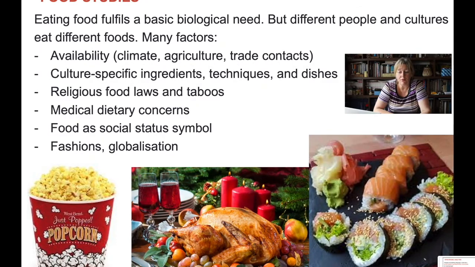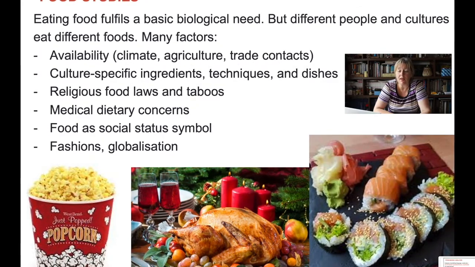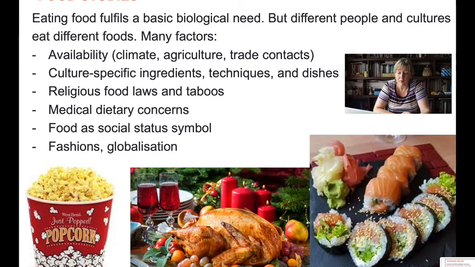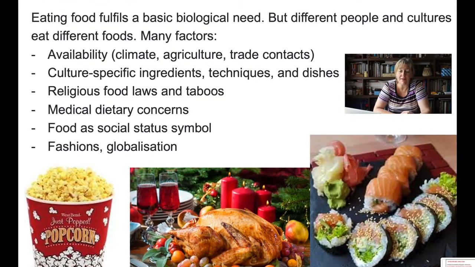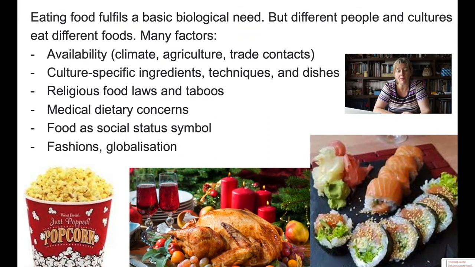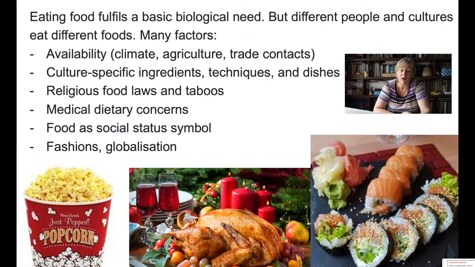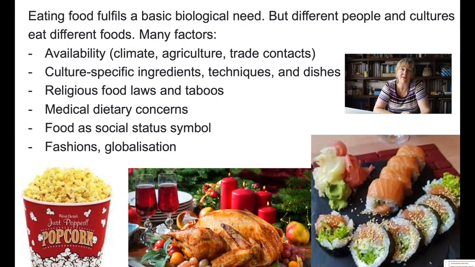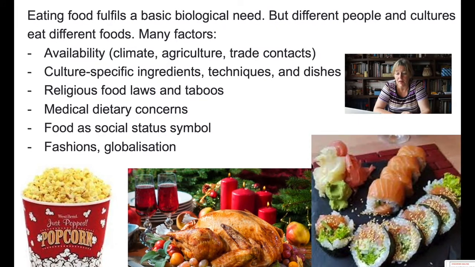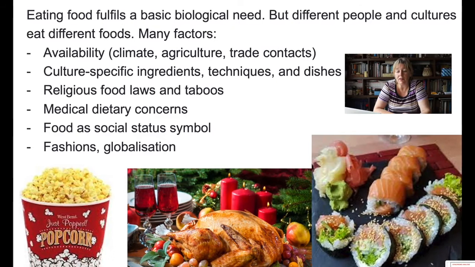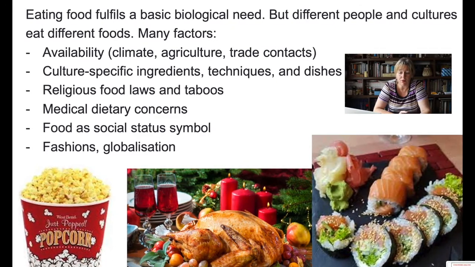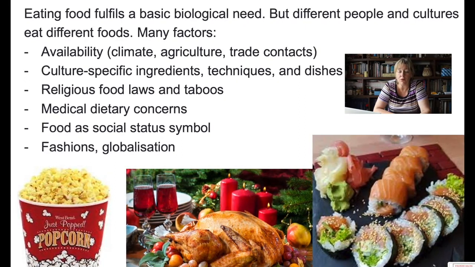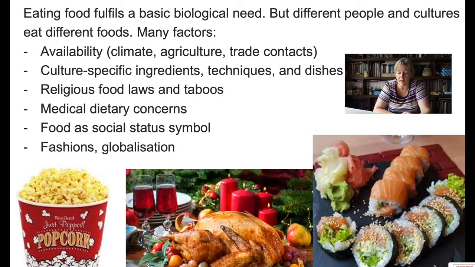There are religious food laws and taboos, so some cultures do not eat certain foods, and also in most cultures, foods or specific dishes are connected, for example, with religious celebrations and holidays. So here we have a typical American Christmas dinner with a roast turkey. Of course, there is a connection between food and medicine, so medical dietary concerns. We have the connection between food and social class. We'll talk about it in a little moment.